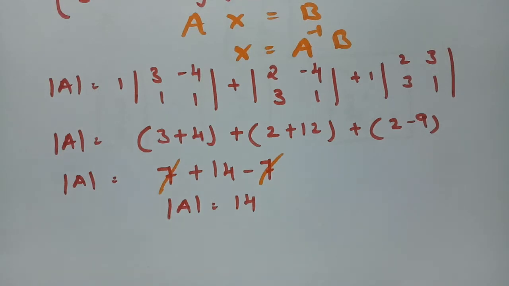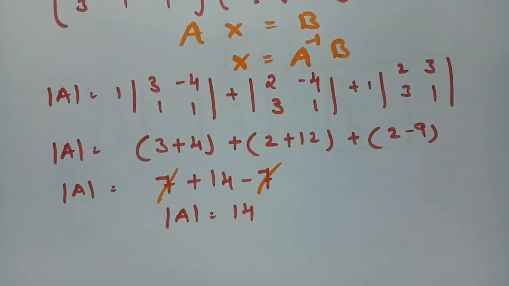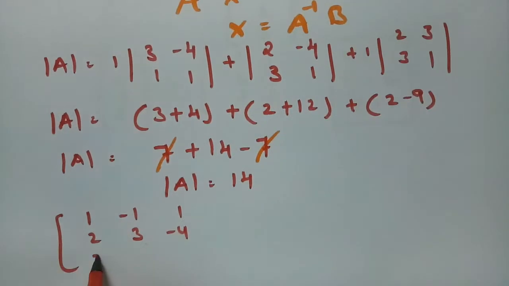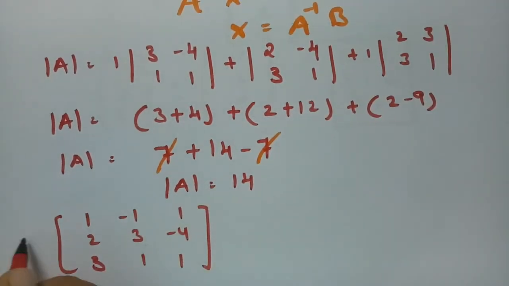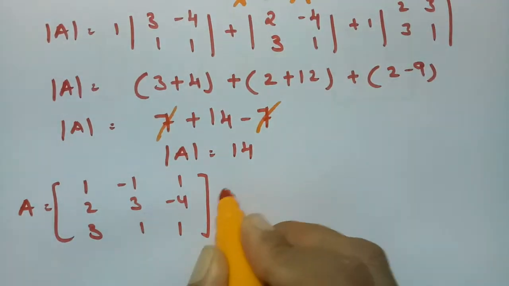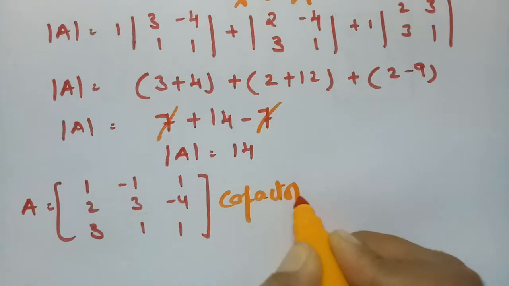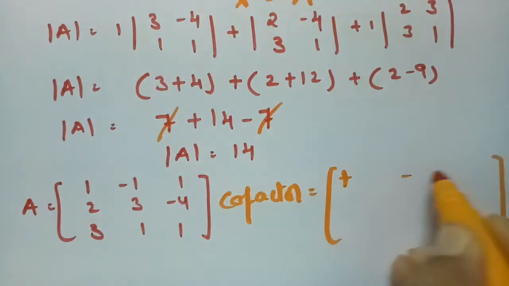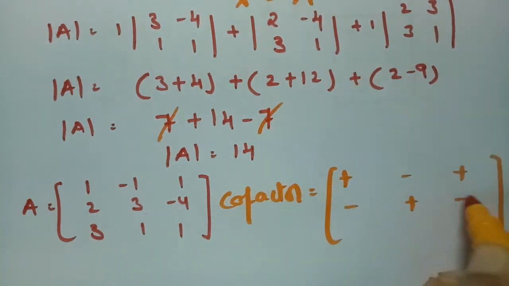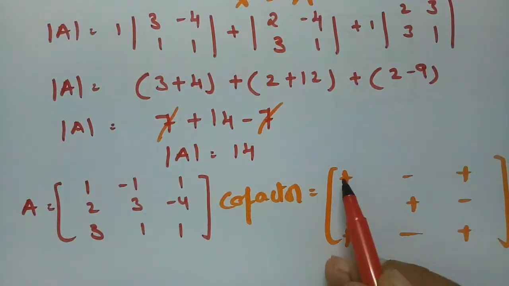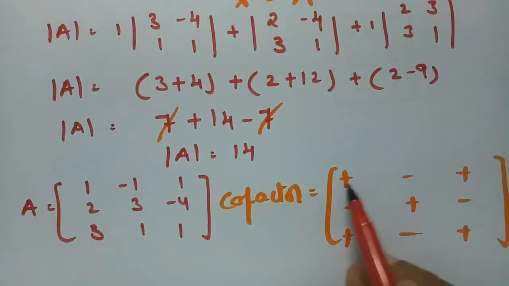Now I have to find out A inverse. For finding the A inverse, it's so simple. We have to find the cofactor of the matrix. So the matrix A is nothing but 1, minus 1, 1; 2, 3, minus 4; and 3, 1, 1. So this is the matrix A. For finding the cofactor, we have to multiply with minus 1 power the row number plus the column number. So this will be plus, minus, plus; minus, plus, minus; and plus, minus, plus. Starting with plus, we have to end with plus, so alternate plus and minus.